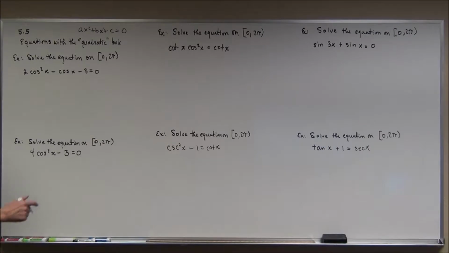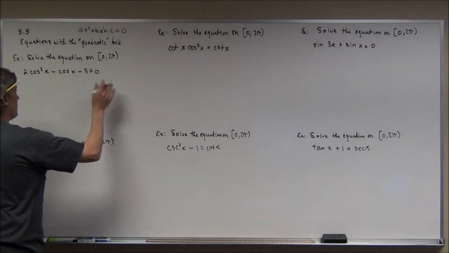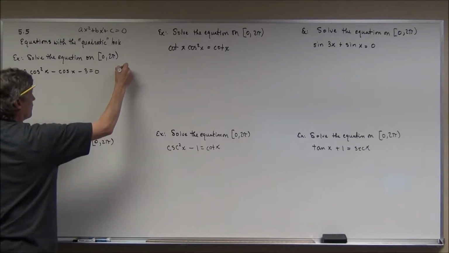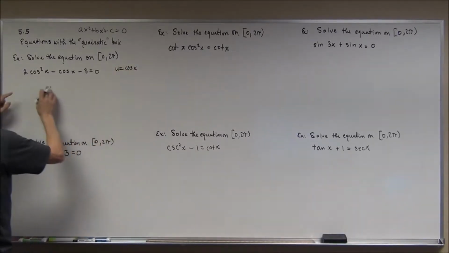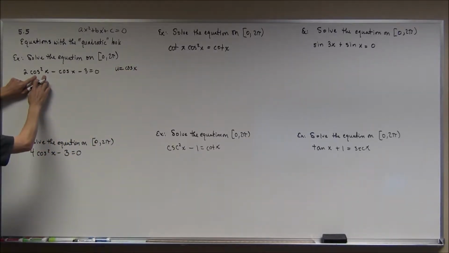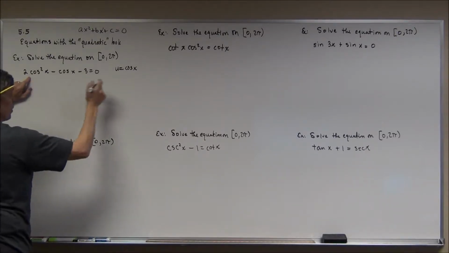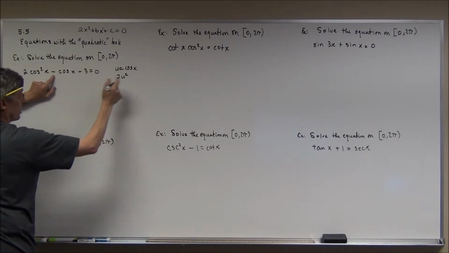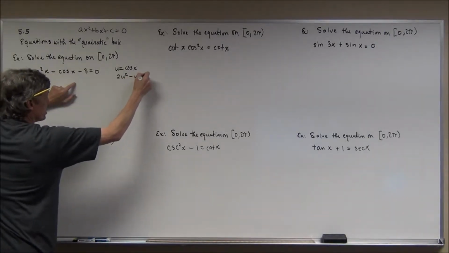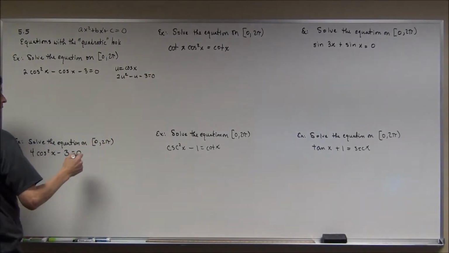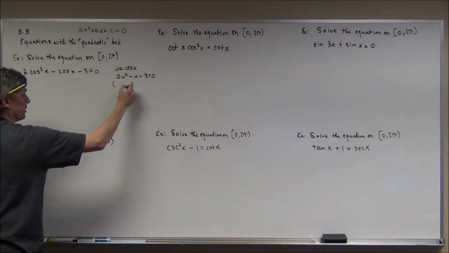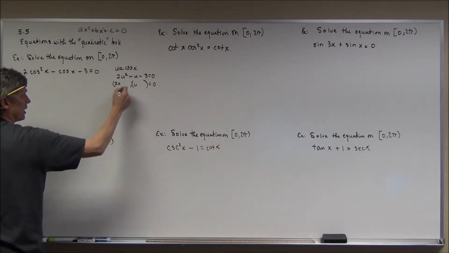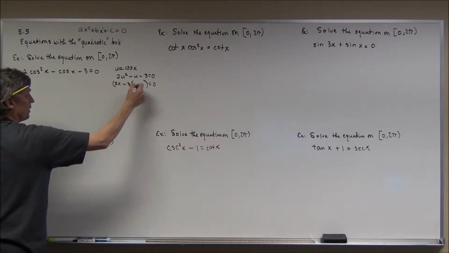Now if it helps you, make a substitution. I don't normally do this, but if you wanted to say let u equal the cosine of x, since this is cosine squared, this would be u squared. So I'd have 2u squared minus u minus 3 equals 0. Now I can factor that with a 2u and a u, and it looks like I need a minus 3 and a plus 1.